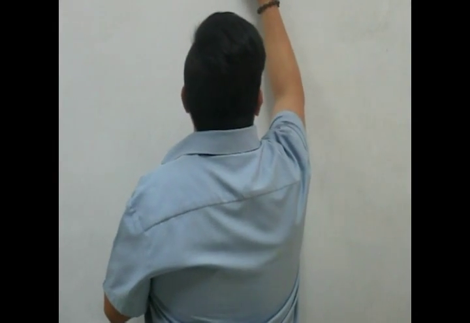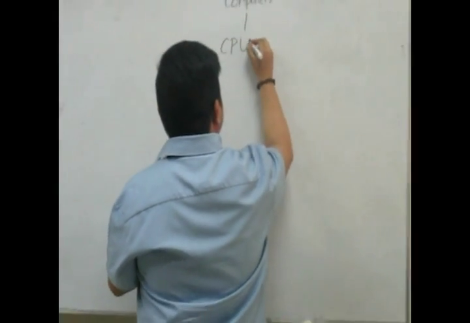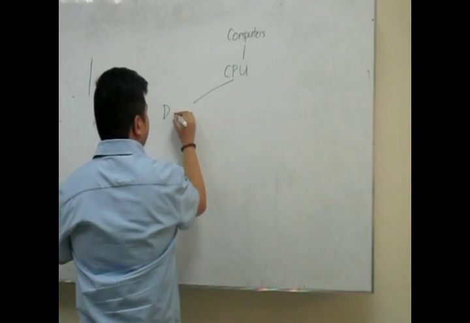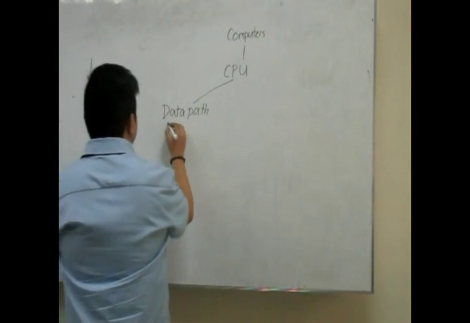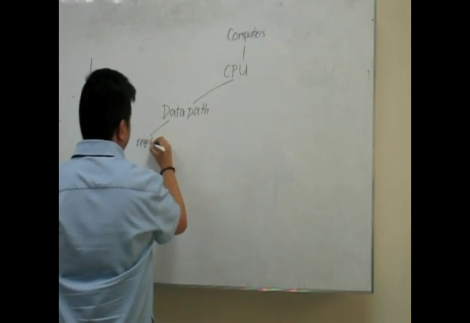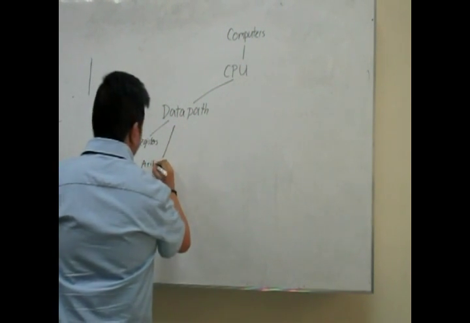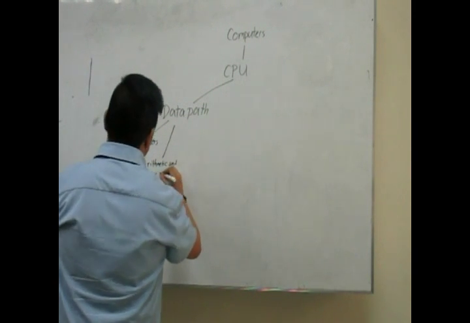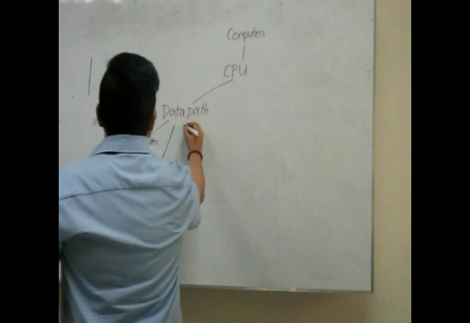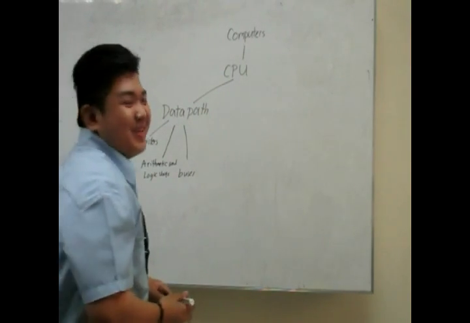All computers have a CPU and it can be divided into two parts. The first is the data path, which is registers, the ALU or arithmetic and logic units, connected by buses, and the timing is controlled by the clocks.